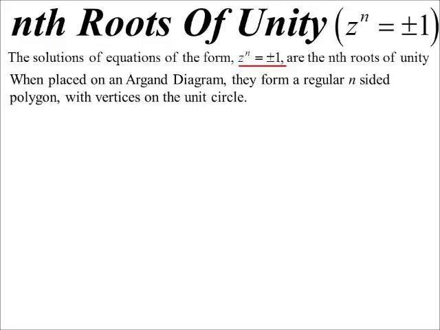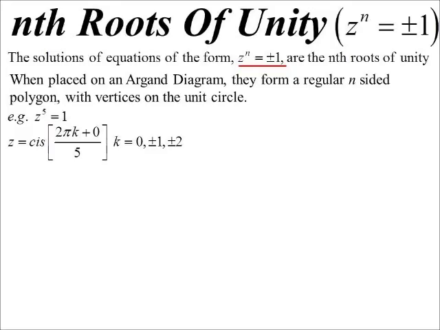And if you were to join the points up, you'd get a lovely regular polygon of n sides. So let's have a look at one. z to the power of 5 is equal to 1. So using our de Moivre's theorem in reverse, we can find the roots. Remember, it's 2 pi k plus the argument. Well, 1 is, of course, cis 0, so plus 0, divided by 5.